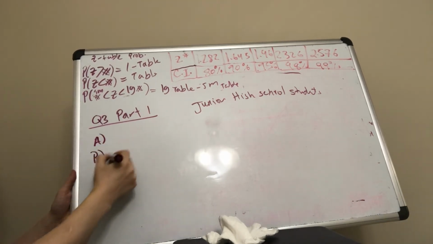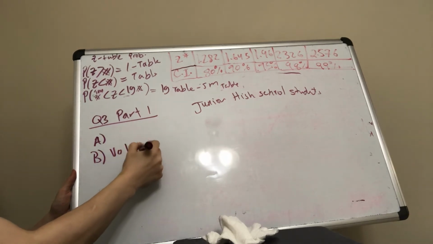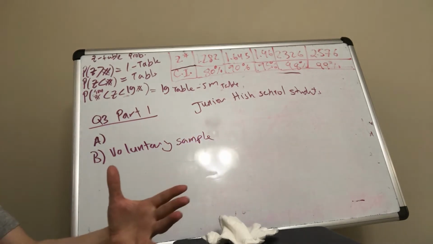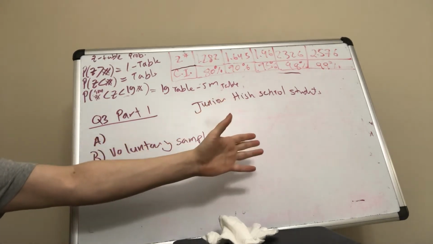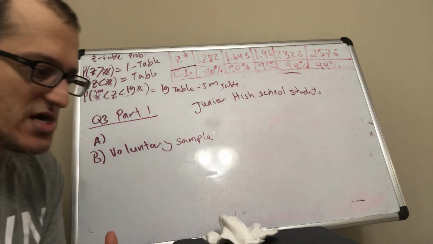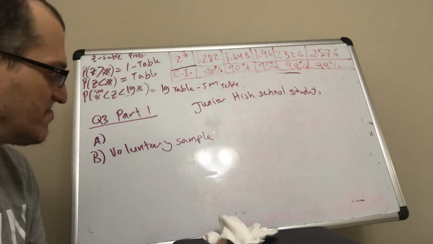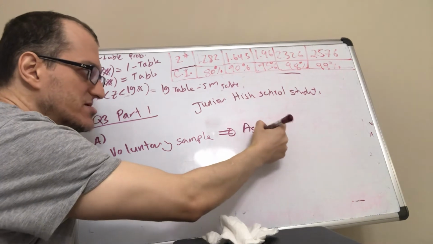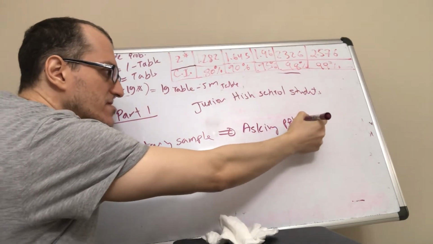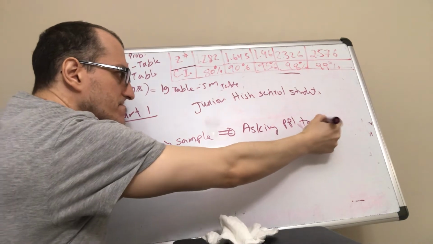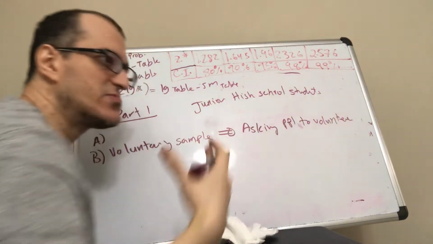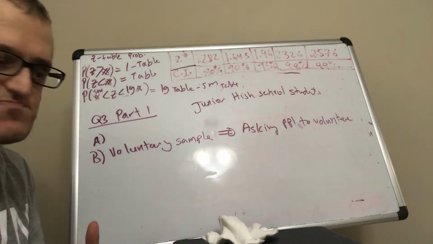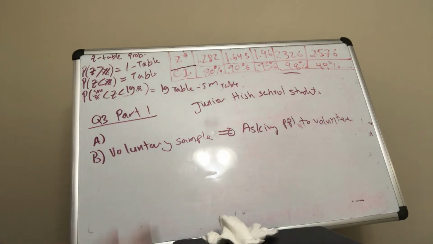B. You could do it as a volunteer sample. For example, let's say you want to do the study, you want to pick students from junior high school. So what you decided to do is you posted an ad and you asked people, come join us to do this. So you're asking people to volunteer. So anything, when they give you the scenario and it looks like there was a process of asking people to volunteer, that would be a volunteer sample.